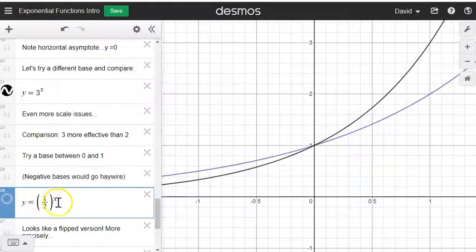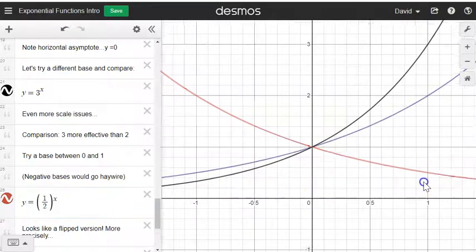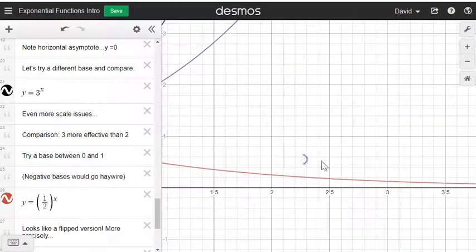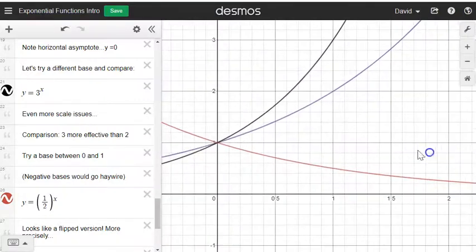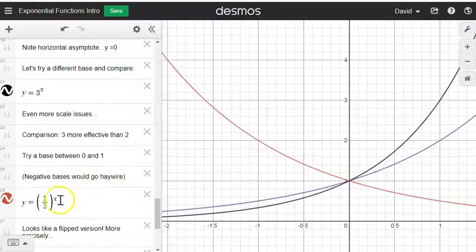But you can take 1/2 to the x. Let's activate that. Okay. Not too surprisingly, if x is positive, I'm repeatedly multiplying 1/2 by itself. So 1/2 to the 1 is 1/2, 1/2 to the 2 is 1/4, 1/2 to the 3 is 1/8. Okay, that's getting smaller as you go to the right. If you go to the left, you're taking a fraction, 1/2, to the -1, that's going to be 2. 1/2 to the -2 is going to be 4, so it's going to get big as you go to the left.